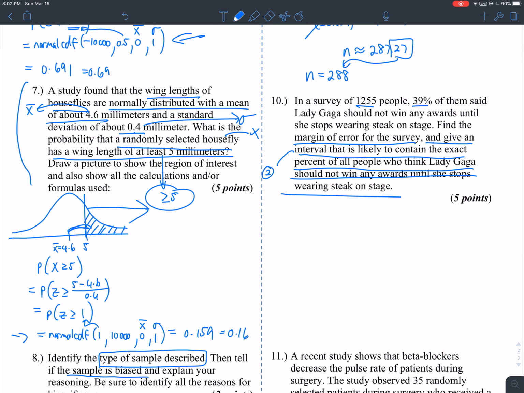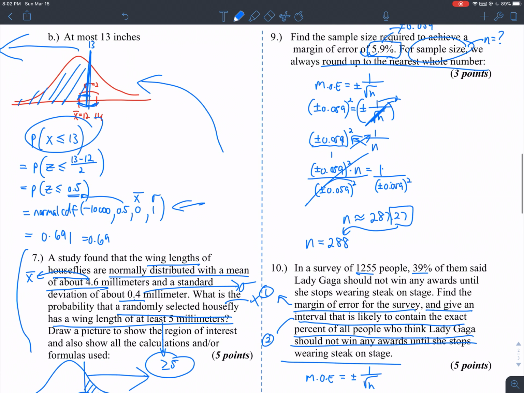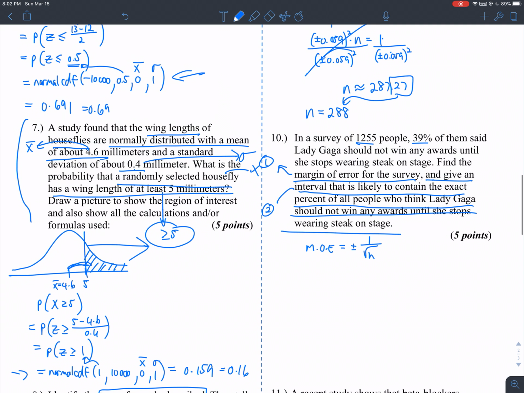So this is question 2. Margin of error is question 1. And I need the margin of error to do the interval. So again, we go back to our formula. Margin of error is this. But now, I'm not asked for a sample size. I'm not given a margin of error. I'm asked to find the margin of error. I'm given a sample size. So this is my n.